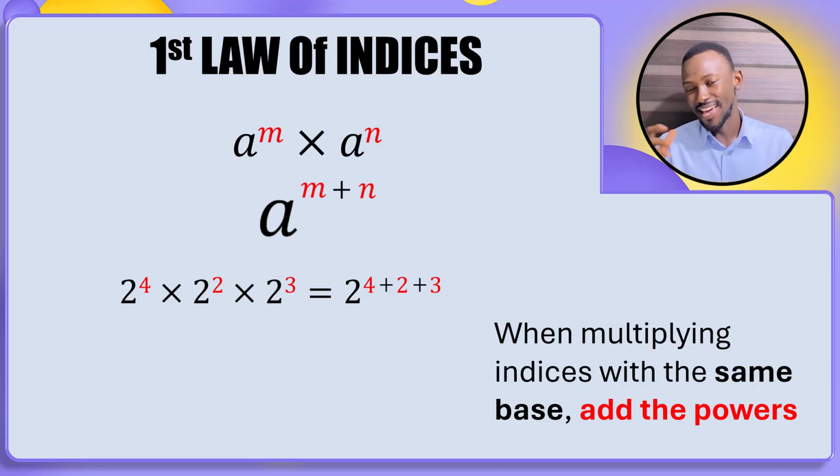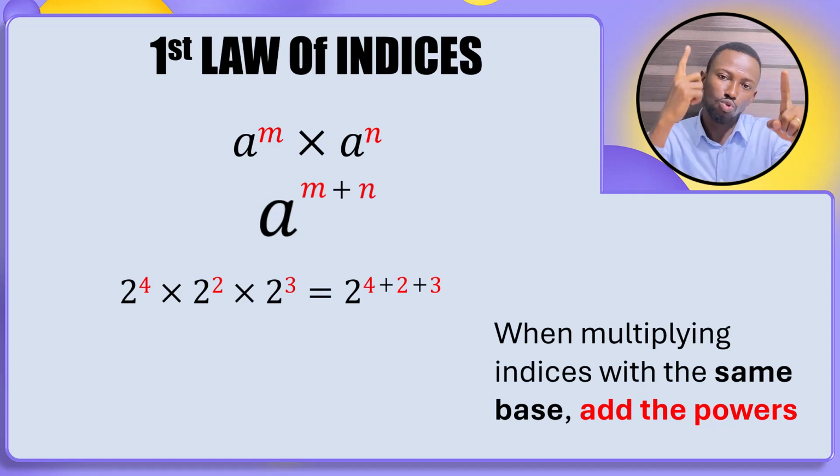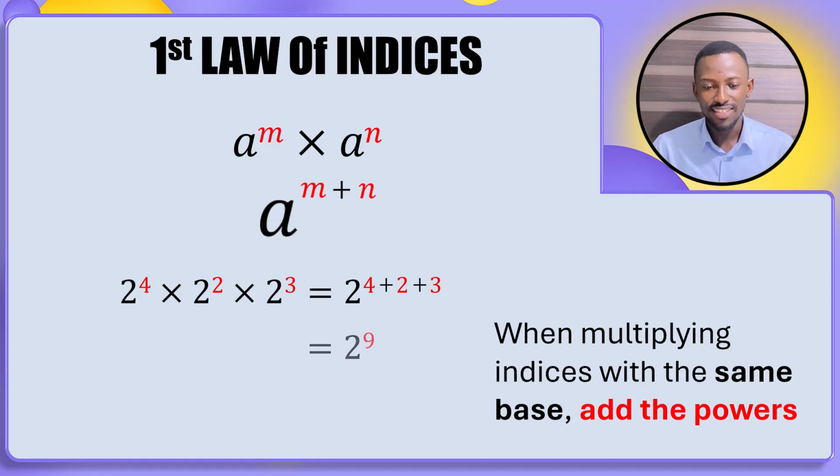So we pick the base, which is the 2. Then what are the powers? We have 4, we have 2, we have 3. So 4 plus 2 plus 3. So the final answer will be 2 to the power 9, because 4 plus 2 is 6, 6 plus 3 is 9.